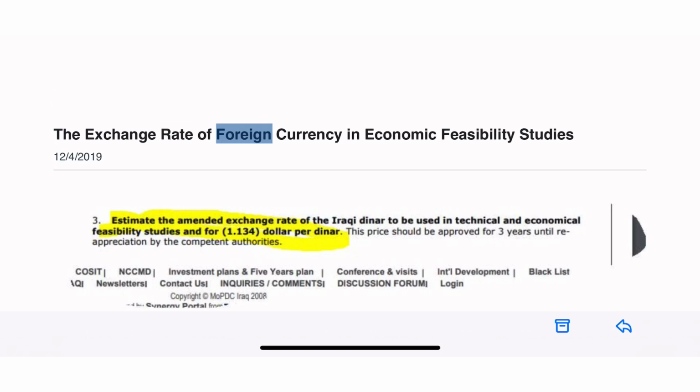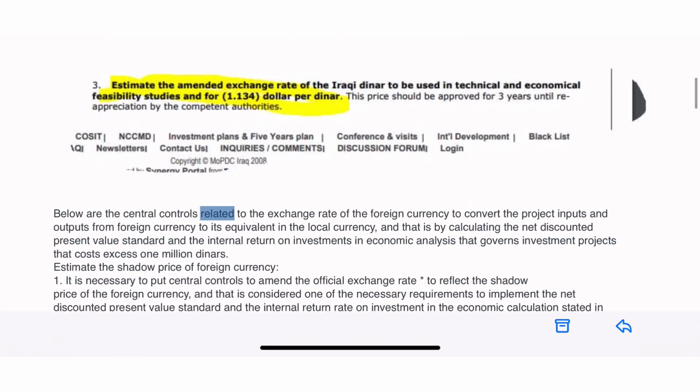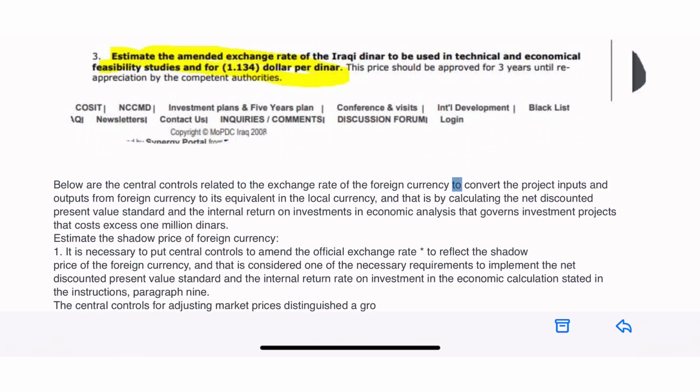The exchange rate of foreign currency and economic feasibility studies, December 4, 2019. Below are the central controls related to the exchange rate of the foreign currency to convert the project inputs and outputs from foreign currency to its equivalent in the local currency. And that is by calculating the net discounted present value standard and the internal return on investments in economic analysis that governs investment projects that cost in excess of 1 million dinars.